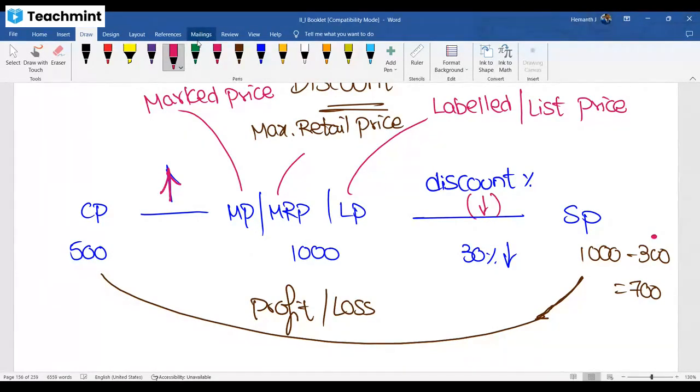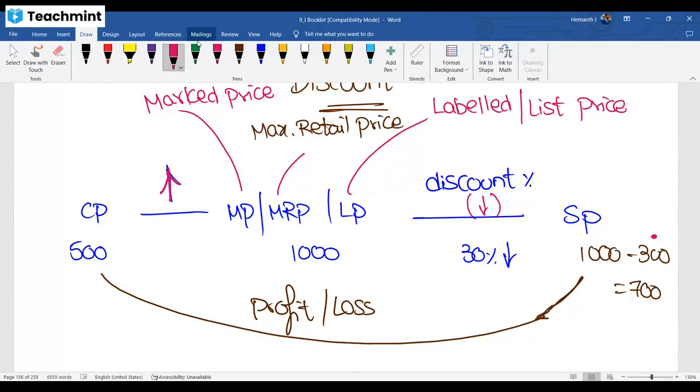That will give the answer for me. Discount is calculated on... I will give options: cost price, selling price, labeled price. Labeled price, my dear. See, you go to a shop, 1000 rupees is the t-shirt, the label they have given.